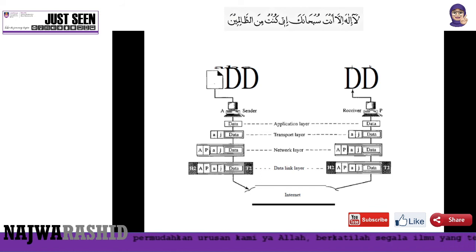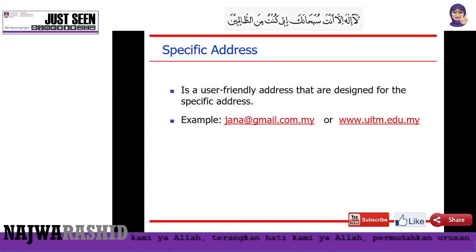So that means usually the port address and the physical address will be changed during the process of transferring the data, and the logical address usually will remain. Another address that we will discuss is the specific address. This specific address is a user-friendly address that is designed for a specific purpose. An example of the specific address is your email address.